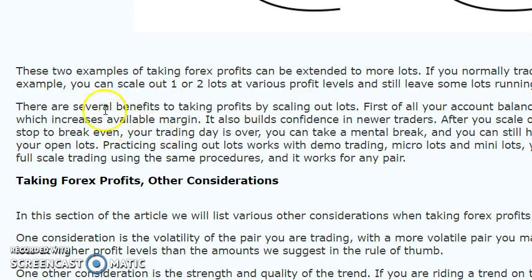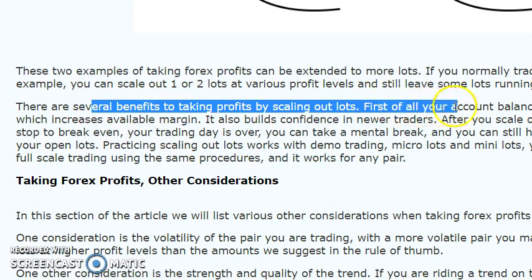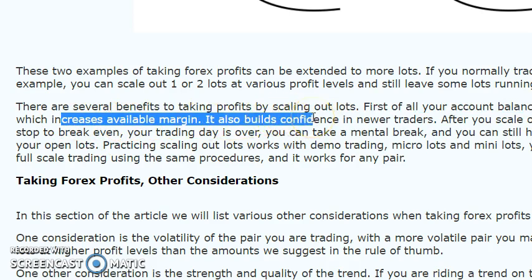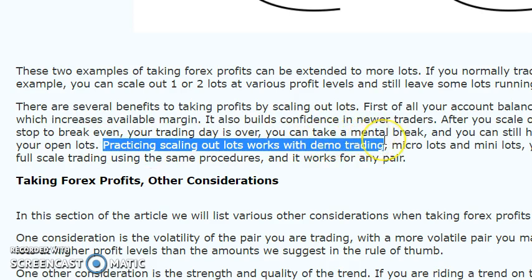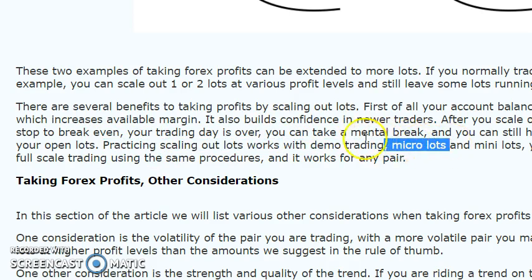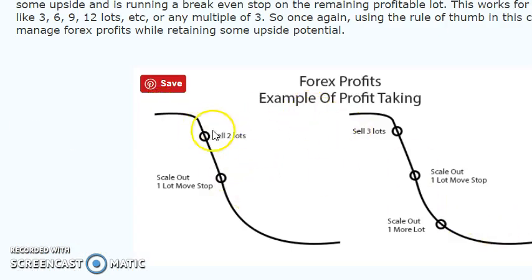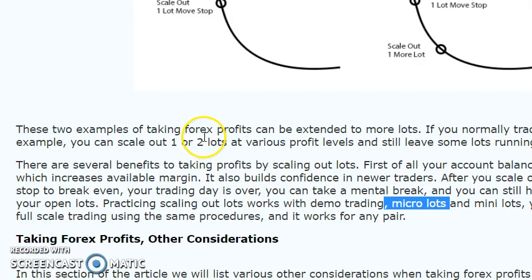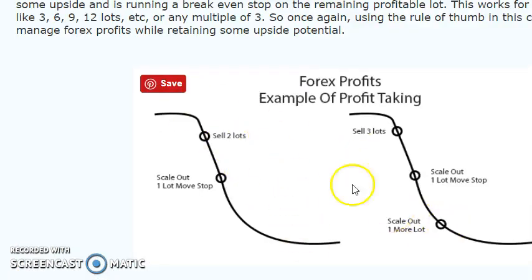There are a lot of benefits to taking profits and scaling out lots. Your account balance goes up, your equity goes up, your available margin goes up. It builds confidence. It's fantastic. You can do it with a practice trade account, a demo trade account. You can do it with micro lots. You can do it with mini lots. You can do it with anything you want to try to get up to full-scale trading. So it's easy to practice these techniques depending on how many lots you're running.